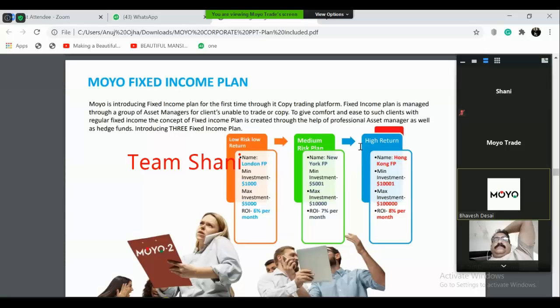Okay, so the fixed income plan, the way it works: the minimum is $1,000, and the 6% plan's maximum is $5,000. Then the medium risk plan, the 7% plan, starts from $5,001 and goes up to $10,000. And then the 8% plan starts from $10,001 and there is no limit, right? That's the 8% plan.